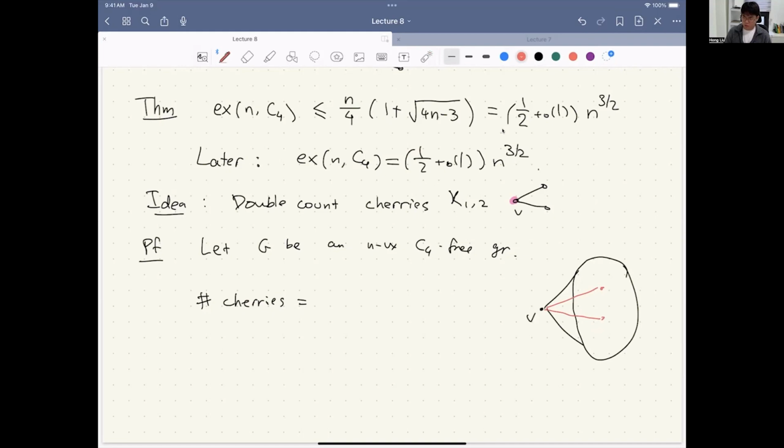Meaning that, let me write it down. We have a midpoint v, first step; second step, pick two neighbors. So that tells us that the number of cherries, ranging over all vertices in my graph, from its neighbors, of which there are d(v) many, I'm choosing 2.